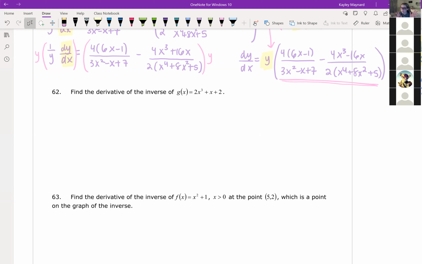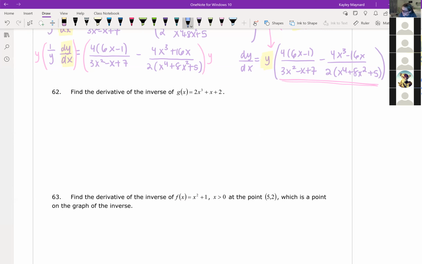I don't know if anyone remembers that, but if you had f of x equals this, you would change all the x's to be y's and all the y's to be x's, and then you would solve for y. Hopefully that rings a bell, because it's a similar start to these problems. So when it says to find the derivative of the inverse, you're going to have the same first step as you would do in algebra.